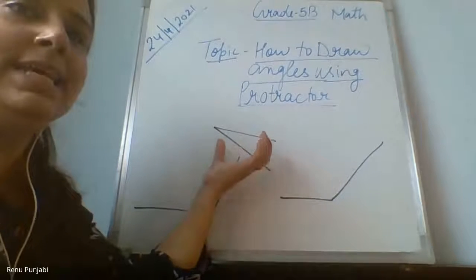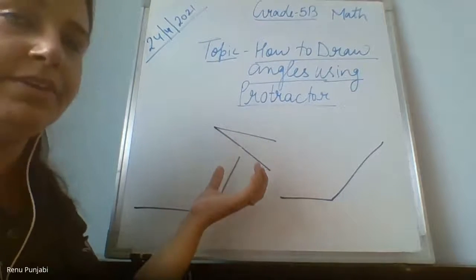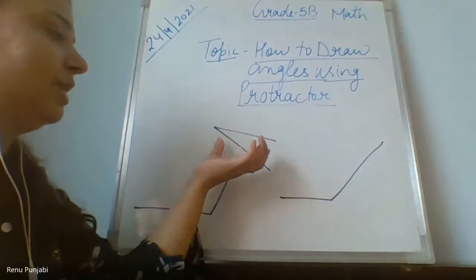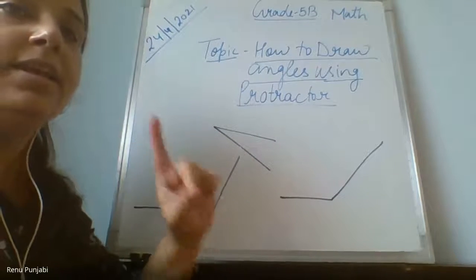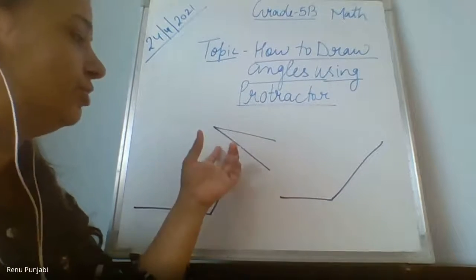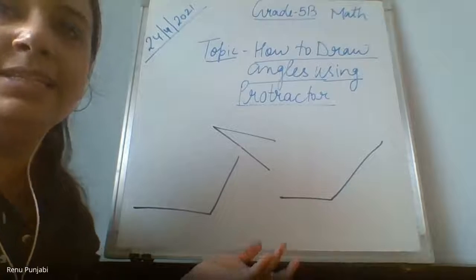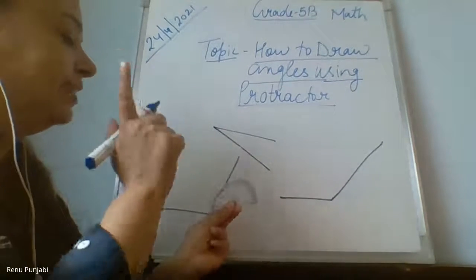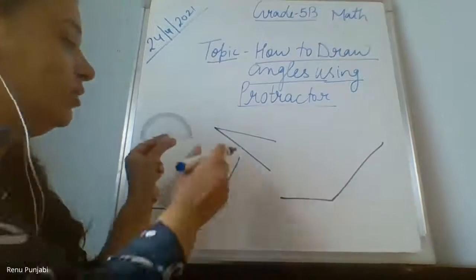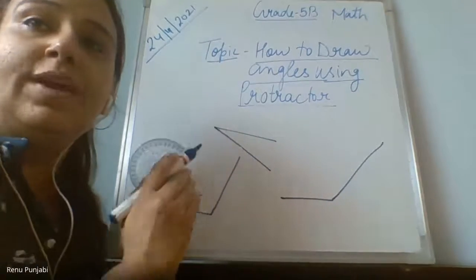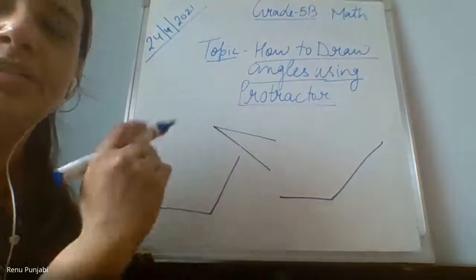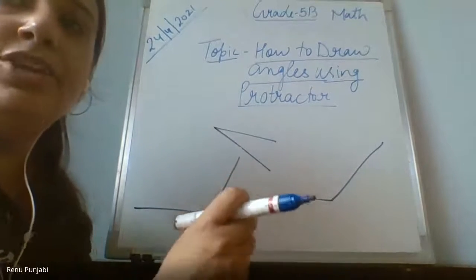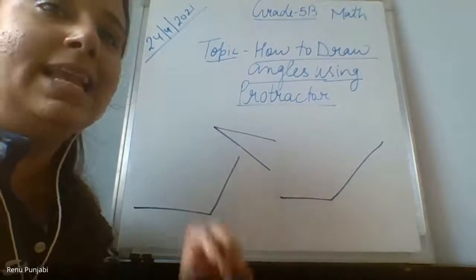So by visualizing the angle, you should identify which type of angle it is. If I look at this angle, I can visualize that this is an acute angle. And if you know the properties of the angle, you should know the acute angle is less than 90 degrees, right? So in your protractor, you should keep in mind that it should come less than 90 degrees. For this angle, you cannot say that this is 150 degrees or 100 degrees or 120 degrees. No, because this is less than 90 degrees, and your measurement will also come less than 90 degrees.